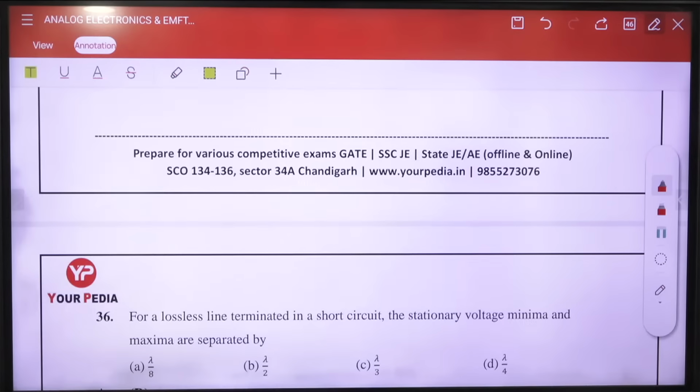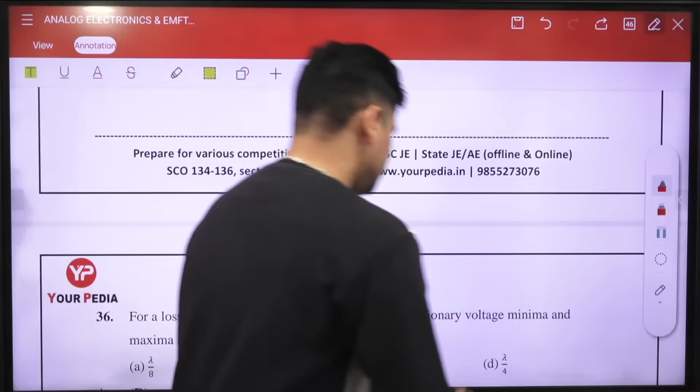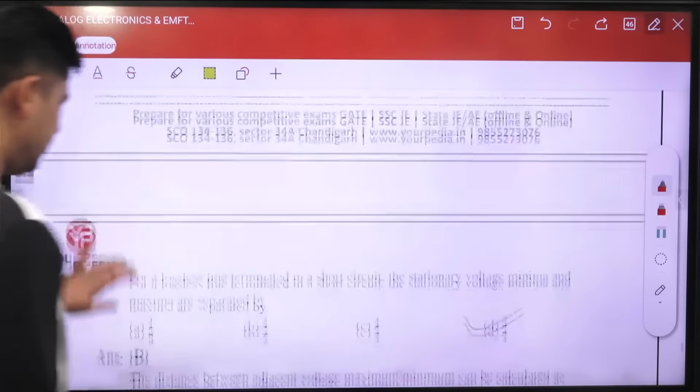For a lossless line terminated at short circuit, standing voltage minima and maxima are separated. Whenever he is talking about the distance between maxima and minima, that will be lambda by 4. If he is talking about distance between maxima and maxima, lambda by 2. So answer will be D here. Good.